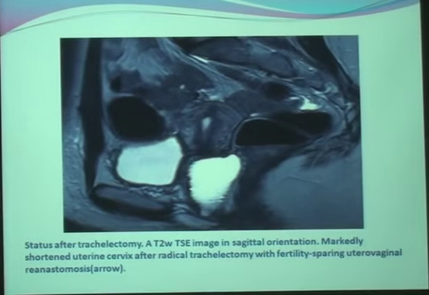This is a post-surgical, post-trachelectomy T2 image in surgical orientation. As you can see here, there is no cervix. There is marked shortening of the uterine cervix after radical trachelectomy.